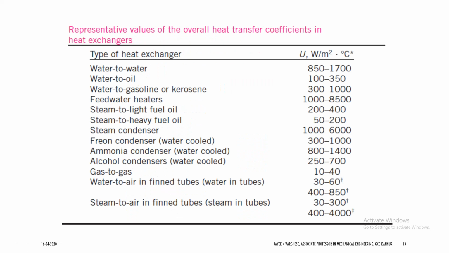Now to have a better idea of the probable value of the overall heat transfer coefficient, this is just to give you a physical concept of what the overall heat transfer coefficient shall be in different cases. So in water to water, hot water to cold water, the overall heat transfer coefficient will be somewhere in this range of the order of 1000. Water to oil, it will be small, and water to gasoline or kerosene will be like this. These are some guidelines only. The exact value you either have to calculate or will be given in the problem.